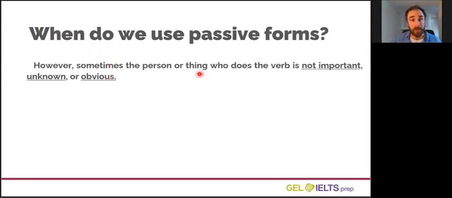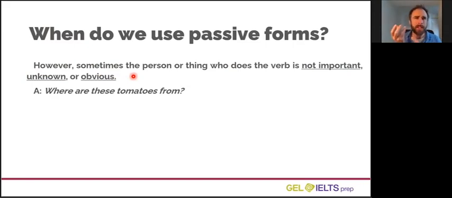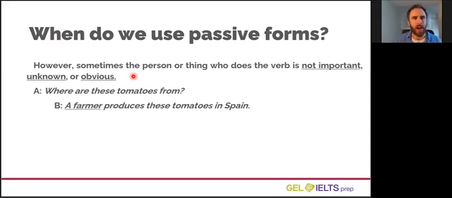However, sometimes the person or thing who does the verb is not important to the sentence. We don't care, or maybe we don't know, or maybe it's so obvious we don't need to say. Let's take an example. If somebody asks you, where are these tomatoes from? You could say, a farmer produces these tomatoes in Spain. That's a little bit strange because you don't know this farmer. Maybe it's not a farmer. Maybe it's a machine. It's unknown. And to be honest, it's not important because they're asking about tomatoes.